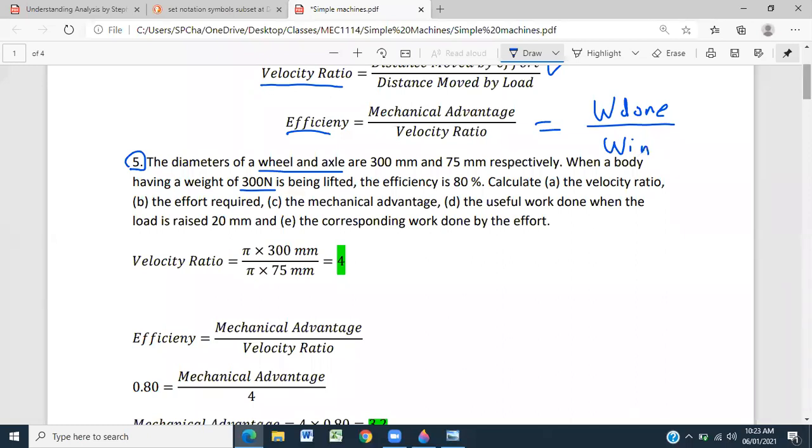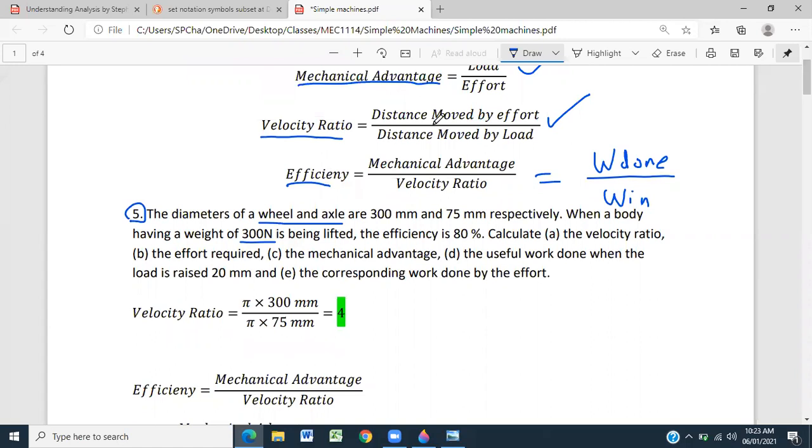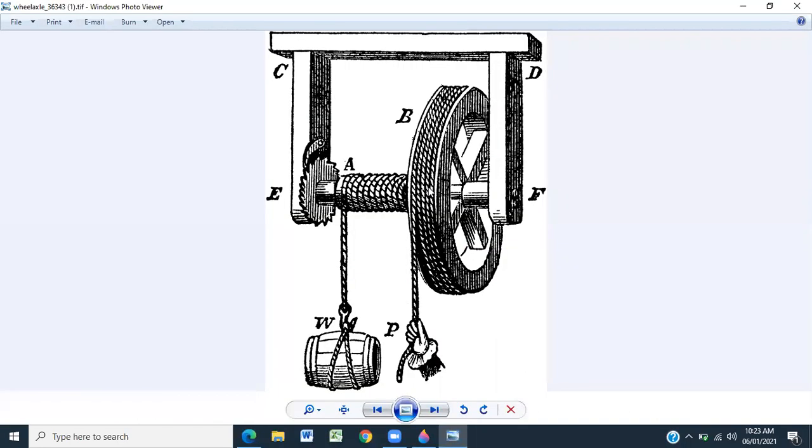Well, let's look back at our formula. The velocity ratio is equal to distance moved by the effort divided by distance moved by the load. Let's look at it. So here, when we pull this rope down, or this maybe had a handle and we were turning it, right? The distance moved by the effort would be the circumference of this wheel, right? And the distance moved by the load as this rope wraps around here would be the circumference of this axle, right?